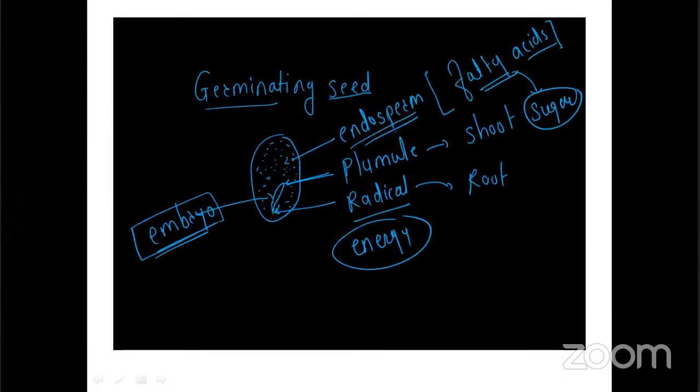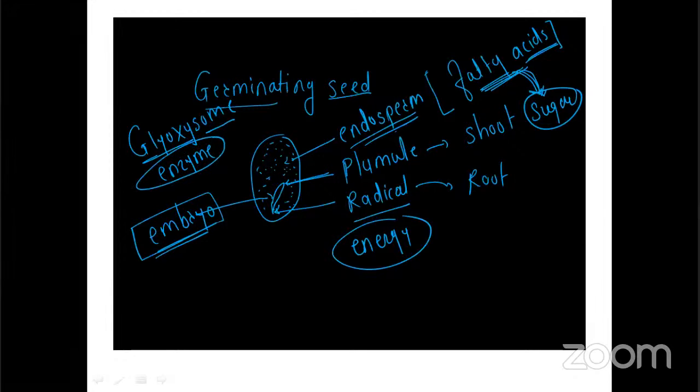The embryo of the seed cannot utilize fatty acids directly. So the fatty acid should be converted into a simple form of sugars. Sugars are the immediate, fast source of energy, right? So fatty acids are first converted to simple sugars by the glyoxysomes. Glyoxysomes are single membrane-bound structures which have enzymes like lipases. These lipases convert fatty acid into sugars, and the sugar is utilizable to the embryo.